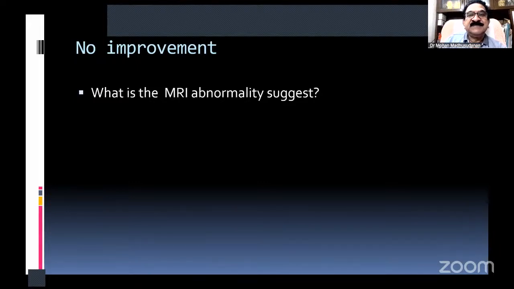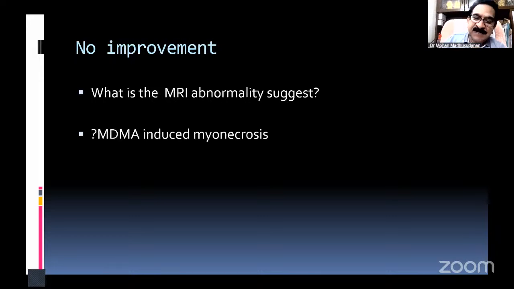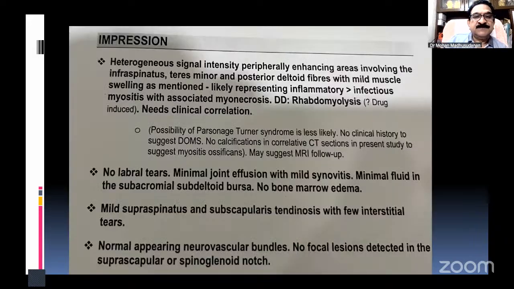Now, what does the MRI suggest? Then I asked about all the drug history. He has been taking MDMA for 2 years. And you know the country where it is coming from, you'll be surprised, it is from Abu Dhabi. So I did not know this drug can cause myonecrosis. I never knew. Nobody knew. The radiologist also did not know whether it can produce this. So this is the report.